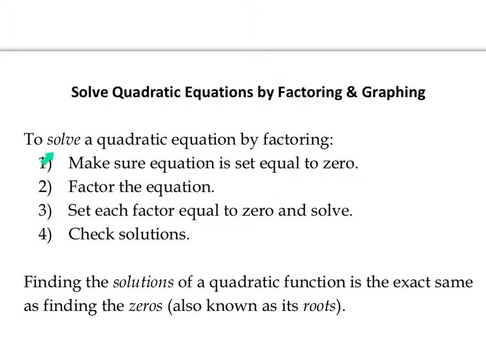If we want to solve a quadratic equation by factoring, these are some steps that we can follow. The first thing we need to make sure we do is that our equation is set equal to 0. Then we need to factor the quadratic part of the equation, and then we're going to take each of those factors and set them equal to 0 to solve and get whatever solutions we might have, and we can check our solutions. Keep in mind that if you're solving a quadratic equation and finding solutions, that's the same thing as finding its zeros or its roots.